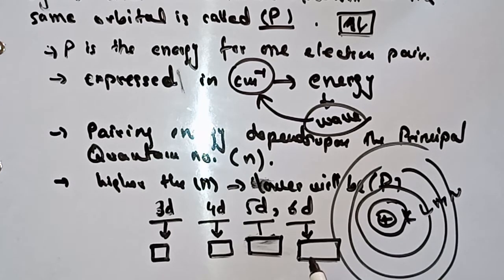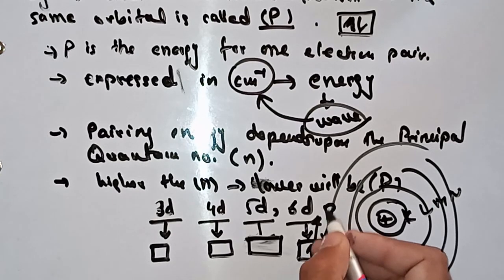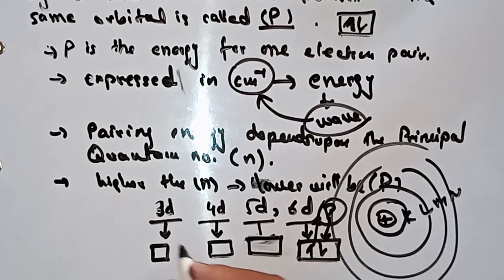So with the increasing size, it will be easy to pair two electrons against electronic repulsion. So less mean pairing energy will be required, while in the case of 3d more mean pairing energy will be required. Is it clear? I hope that point is clear. Okay, thank you.